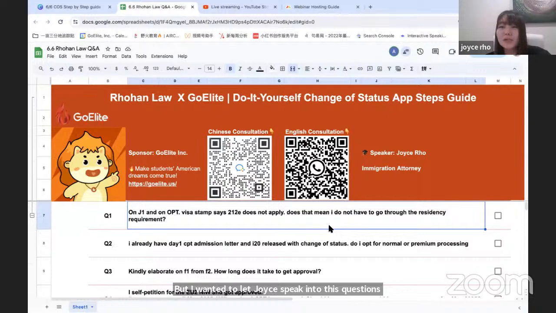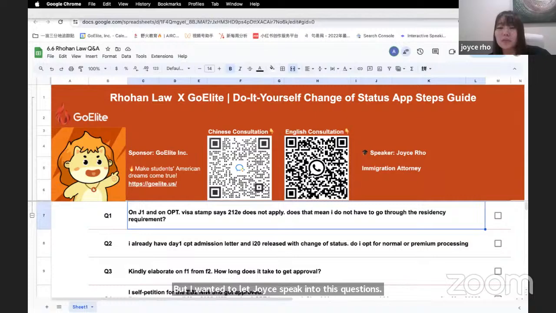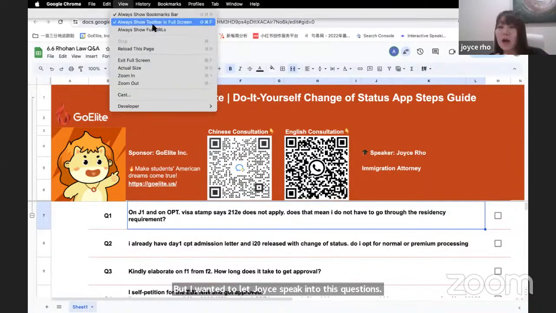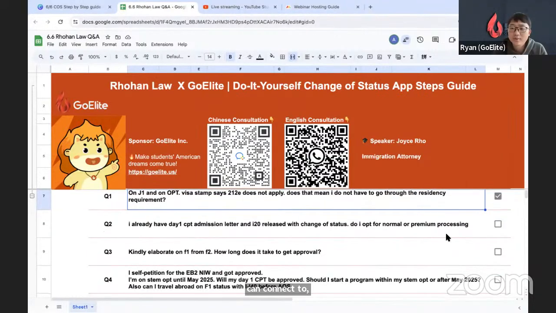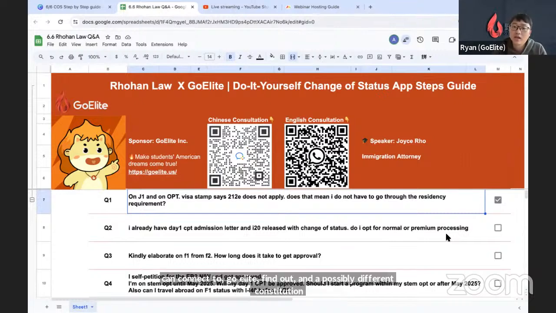For this question, if 212E doesn't apply, that means you are not subject to the residence requirement. But to answer yes or no, I can't answer directly unless I review your documentation, the evidence about your status. So I recommend that if you have any question, you connect to Go Elite to find out about the possibility of a consultation. Absolutely. You can always scan the QR code. Our consultant can connect you with Joyce if you ever need a legal consultation.